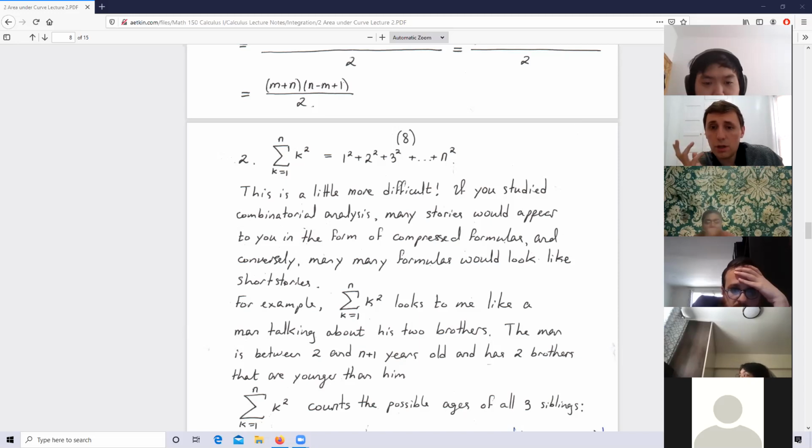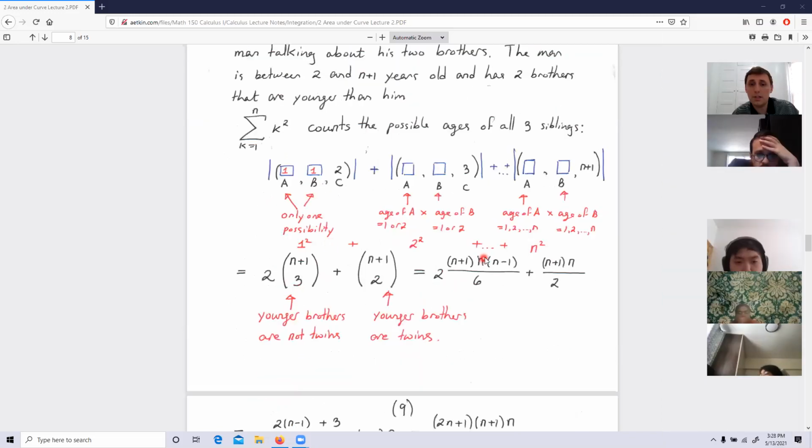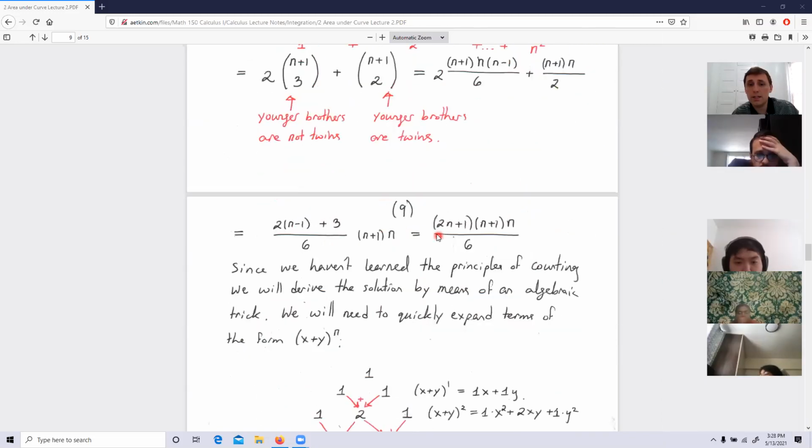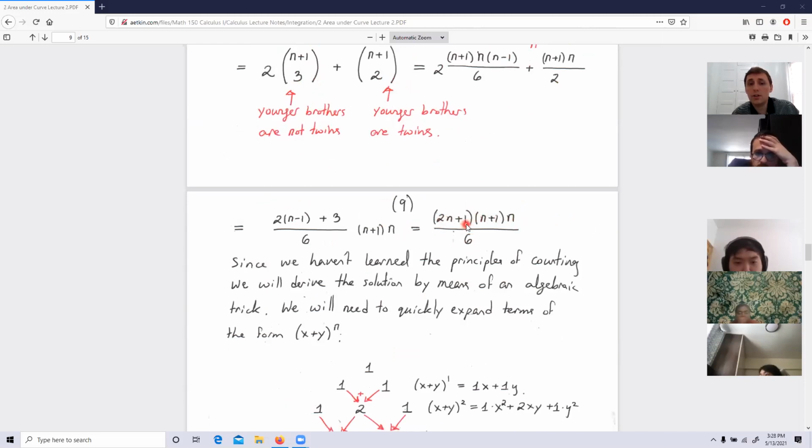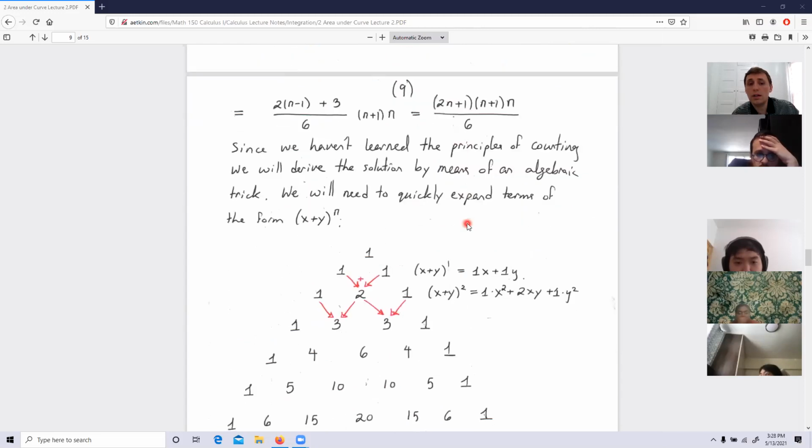Okay, and I'm not going to go through the logic of doing that this way. It's a very nice and beautiful and quick proof. Here it is. I just mentioned it, and you get very quickly the answer to be 2n plus 1, n plus 1, n over 6. But you can also do it as follows, guys.